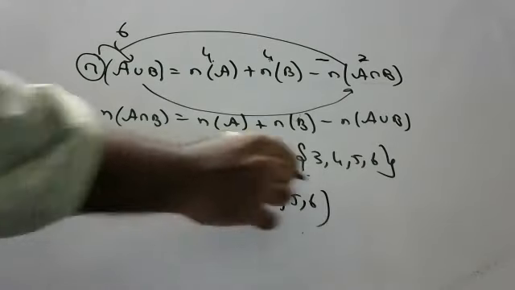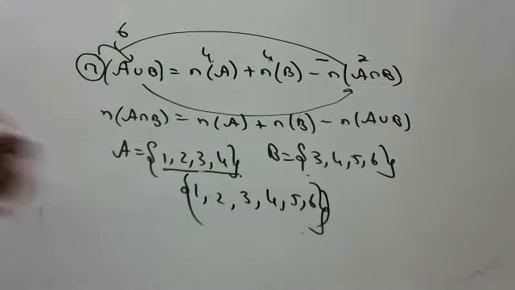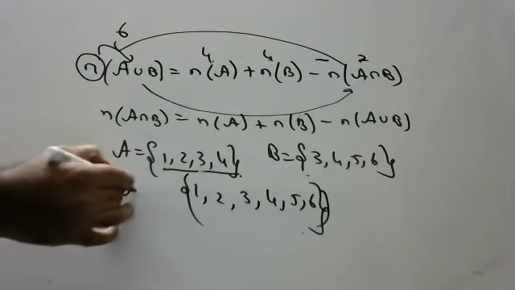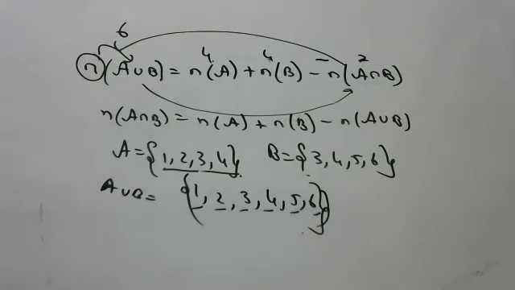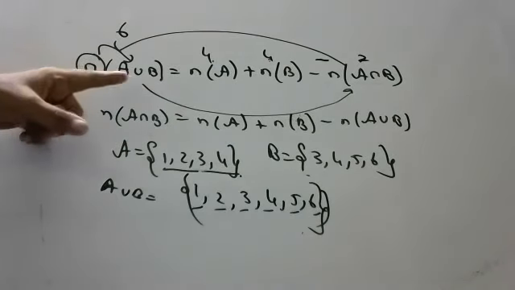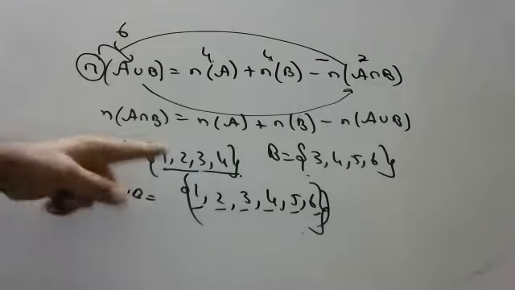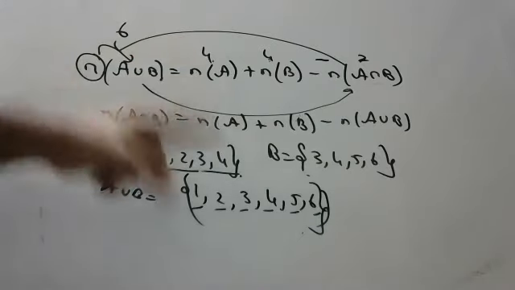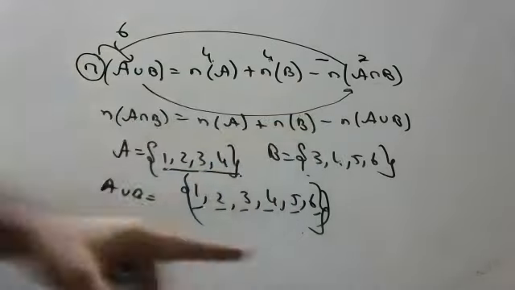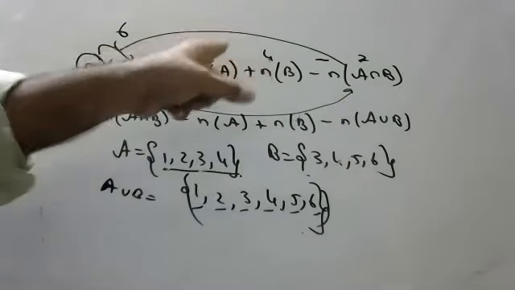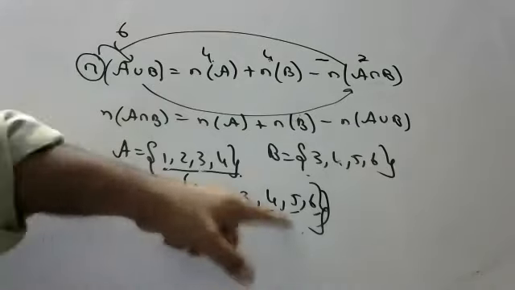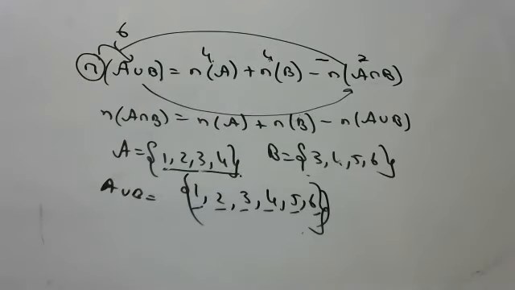Am I correct, children? If you take A union B, how many are you getting? 6, no, children? That means this is one formula. n(A union B) is equal to n(A), meaning the number of terms only, which is 4 terms. And in the intersection, how many are there? Only 3, 4, so 2 terms. 8 minus 2 is 6. A union B is also 6. This is one formula.